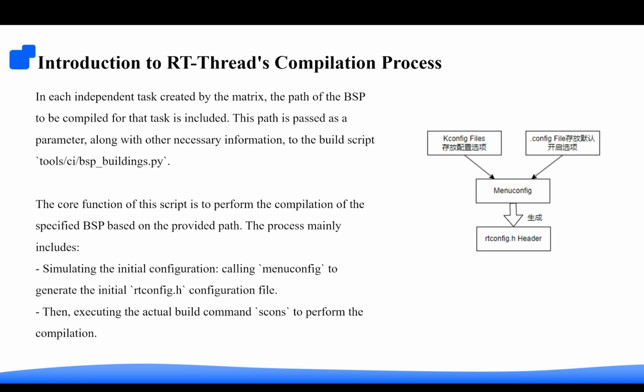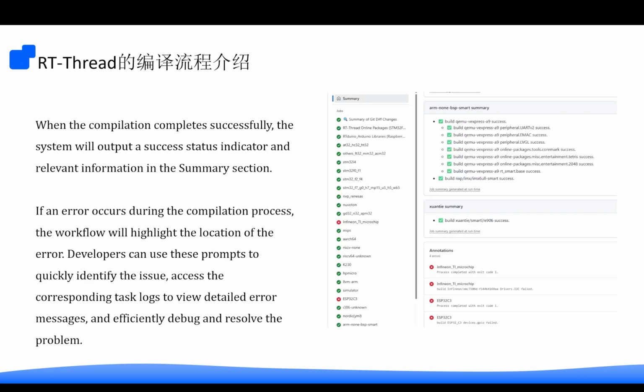rtconfig.h configuration file by calling menuconfig, and executing the compilation. Subsequently, call the scons command for the actual building. After the compilation is successfully completed, the workflow will output a success status indicator and relevant information in the summary section. If an error occurs during the compilation process, the workflow will prompt the error location. Developers can quickly locate the problem based on these prompts, enter the corresponding task log to view detailed error information, and thus efficiently debug and fix it.